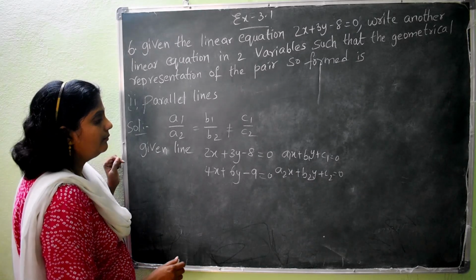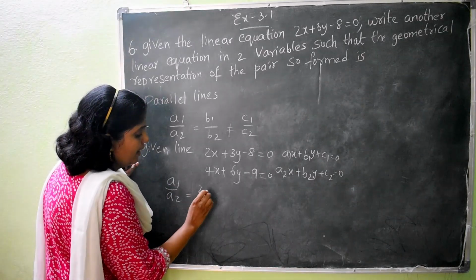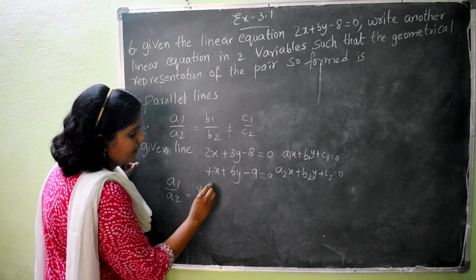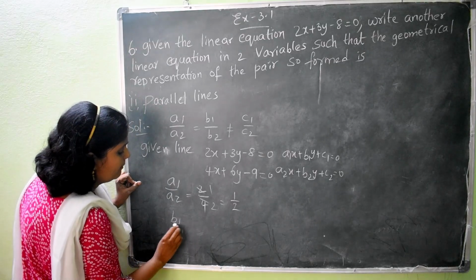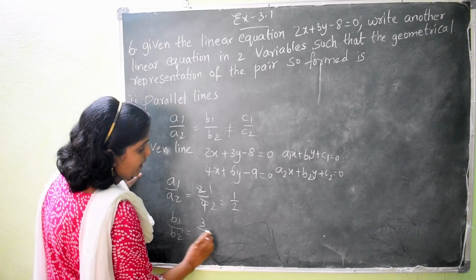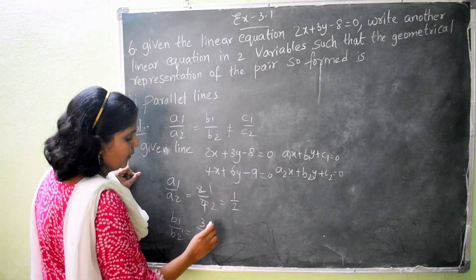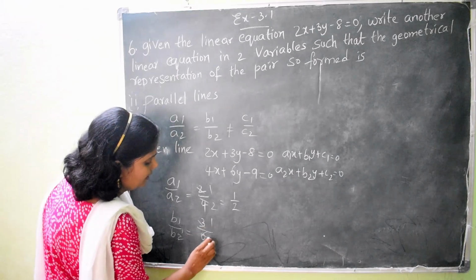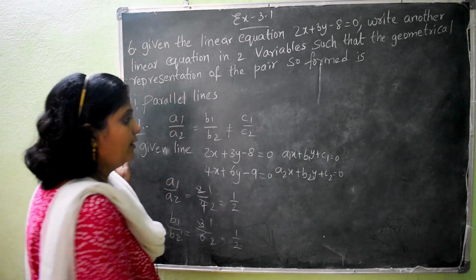Now observe, what is a1 by a2? 2 by 4. 2 1s are 2 and 2 2s are 4, that is 1 by 2. What is b1 by b2? 3 by 6. 3 1s are 3, 3 2s are 6, that is 1 by 2. But it is not equal to c1 by c2.